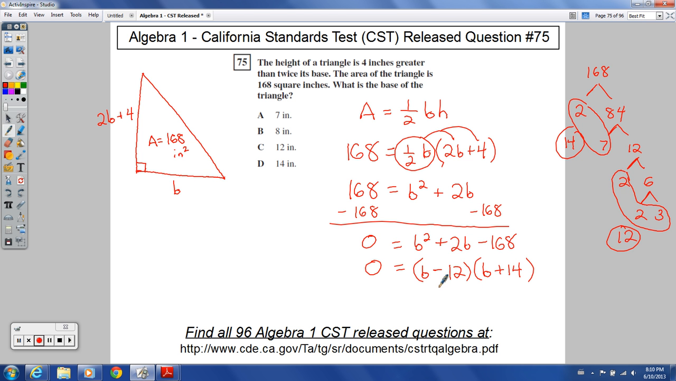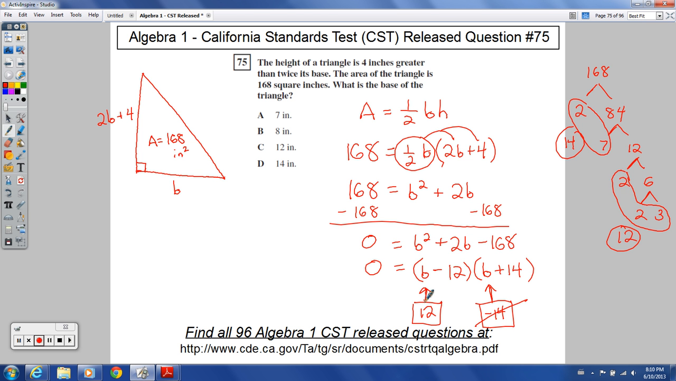I've got b minus 12. What's going to make this factor equal to 0? 12, clearly, I think. Again, you can do b minus 12 equals 0 and solve for b if you want to. And right here, what's going to make this factor equal to 0? 14, but negative 14. What's a possible height? Can you have a negative height or a negative base, in other words?